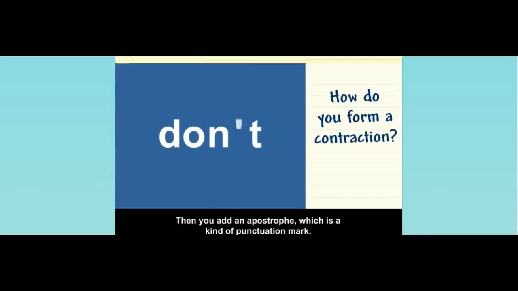Then you add an apostrophe, which is a kind of punctuation mark. And pay attention to what they just said. This is an apostrophe. It's not down on the ground. It's up in the air where the missing letter or sounds were. The apostrophe in a contraction tells you where the missing letters or sounds are. So, do not becomes don't.